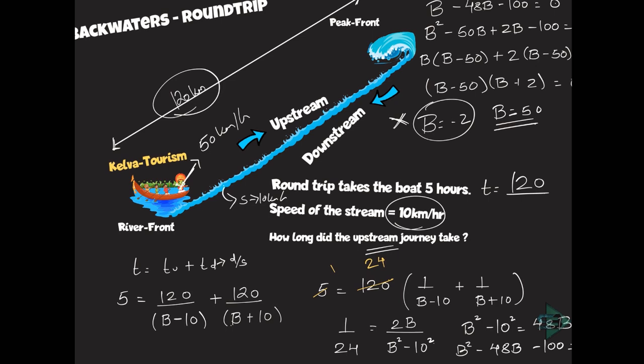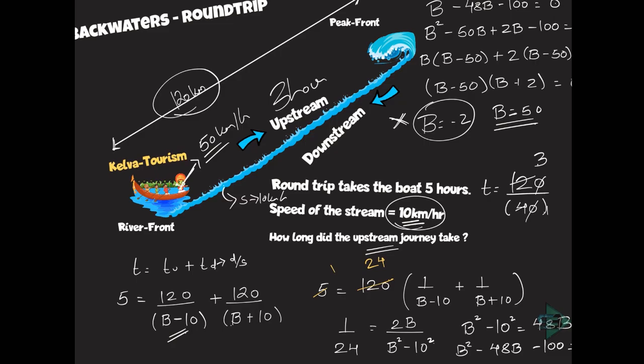What is the speed for upstream? That will be equal to B minus S. So what is B? 50. 50 minus 10 because S is 10. 50 minus 10, so this comes out to be 40. So this gets cancelled. 4 ones are 4, 4 threes are 12. So the time taken for upstream is 3 hours.